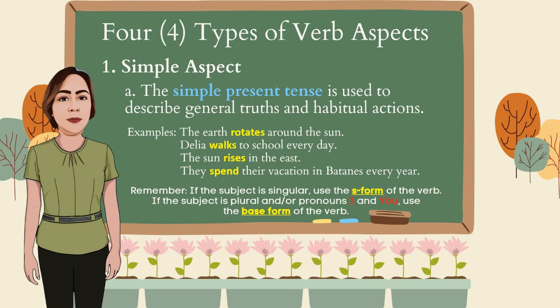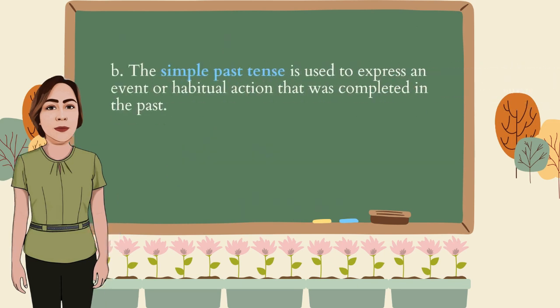Remember, if the subject is singular, use the S form of the verb. If the subject is plural or pronouns I and you, use the base form of the verb. Letter B is the simple past tense.